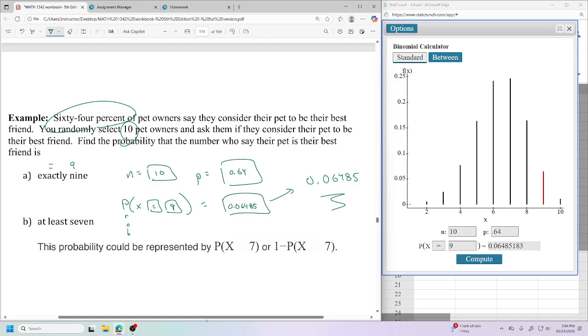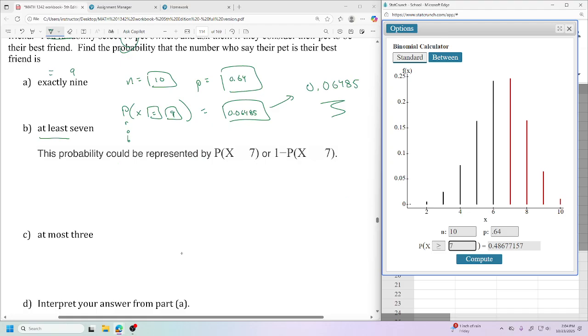See how it says at least? So now we're going to finally change it. Very good on that. So, at least 7. What does that mean, at least 7? Exactly right. 7 and above, right? So if I did greater than or equal to 7, that should do it.